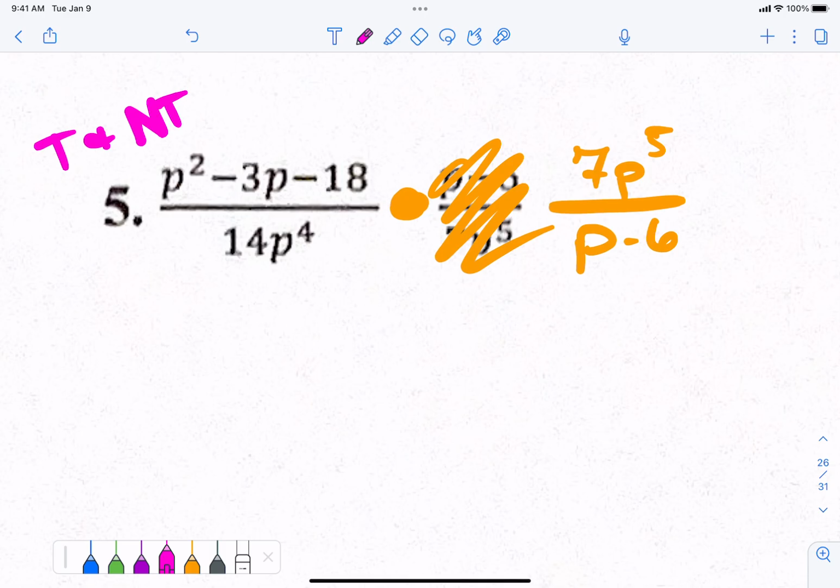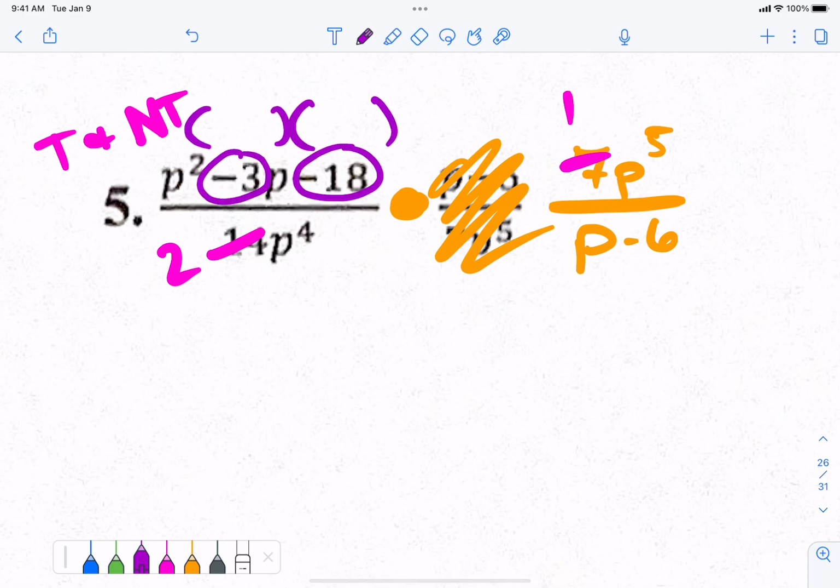All right, what would you like to do first? The 7 and the 14. You want to cancel the 7 and the 14? Sure, this becomes 1 and 2, 7 and 14, got it? Let's do that. Let's break this down. Okay, Ethan wants to break this guy down. Multiply to get 18 and add to get negative 3.